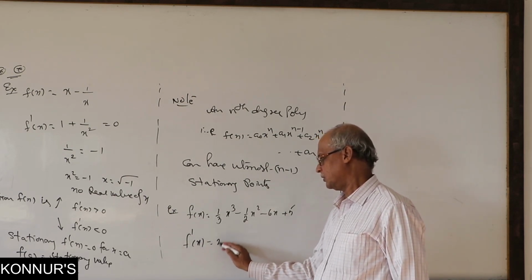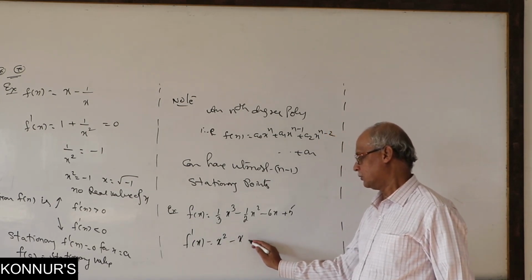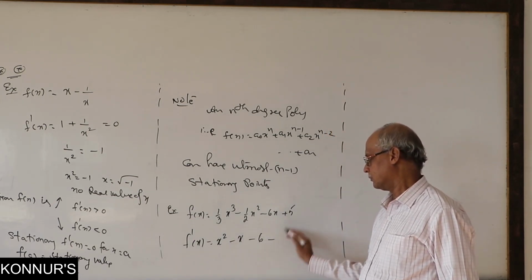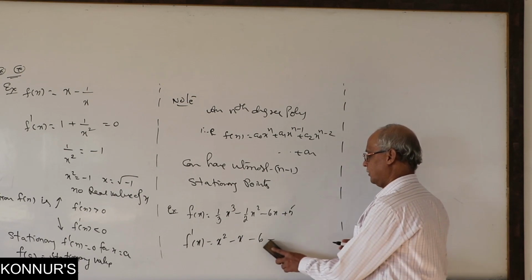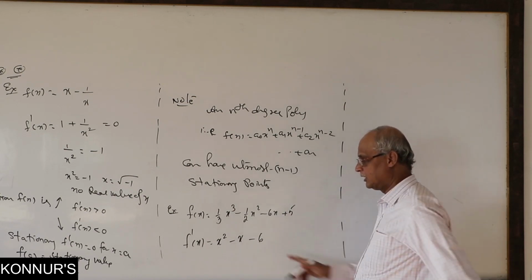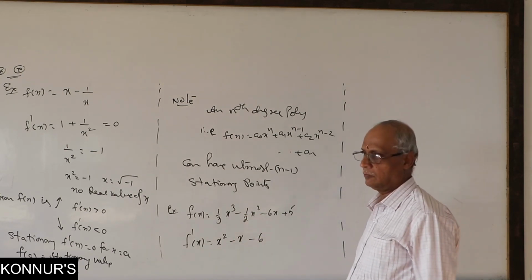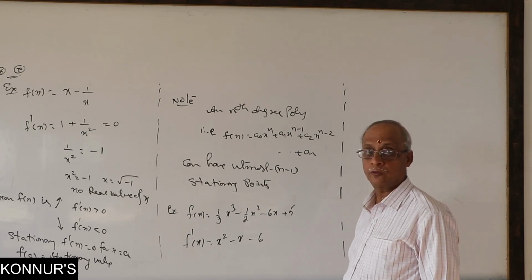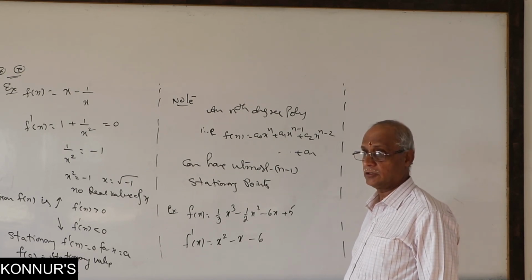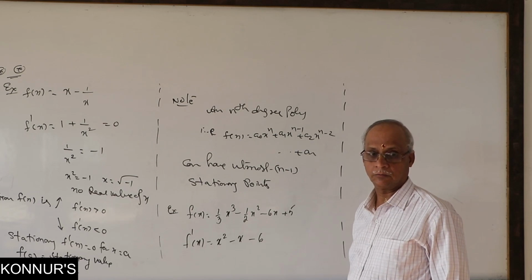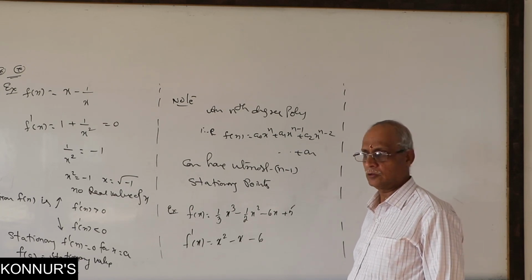What is f dash x here? 3 cancels, 2 cancels. This is our polynomial and its derivative. Third degree I gave. Then how many maximum stationary points are possible? 2. Maximum I said, they may be repeated. Okay. If it is a repeated root, only one.